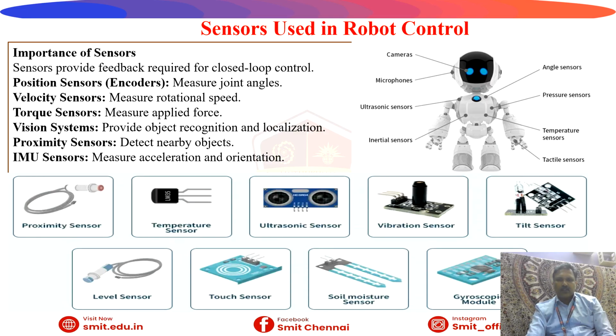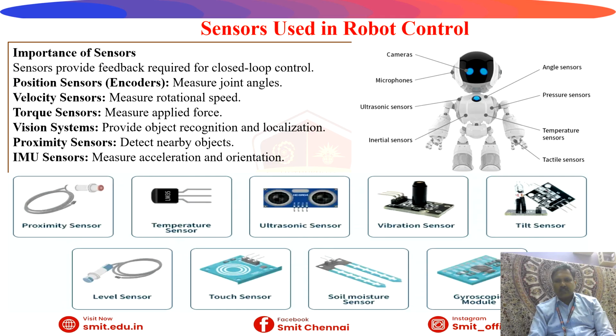Importance of sensors. The main thing in robotics is the sensor. Sensors provide the feedback required for a closed loop system. Already in the previous video we have seen what a closed loop system is. The sensor takes the feedback to the input control to get the desired output. Position sensors measure joint angles. Velocity sensors measure rotational speed. Torque sensors measure applied force. Vision systems provide object recognition and localization. Proximity sensors detect nearby objects. IMU sensors measure acceleration and orientation.